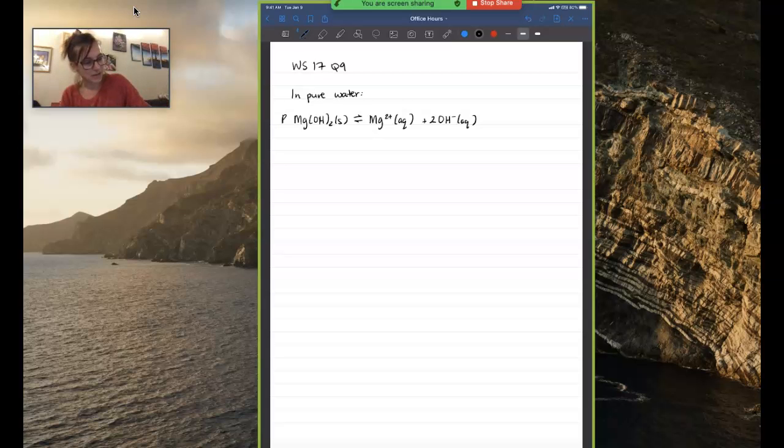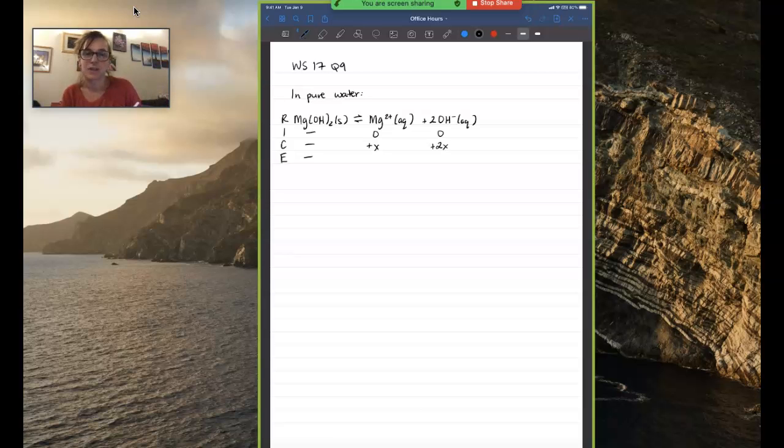Now because we're in equilibria, we're going to do a RICE table. And don't forget that solids are never included in the RICE table. And in pure water, we can assume negligible amounts of the magnesium and the hydroxide. And then as you do any RICE table we've done before with other applications like the weak acids and weak bases, products, you're going to say plus X, but don't forget here it's plus 2X.